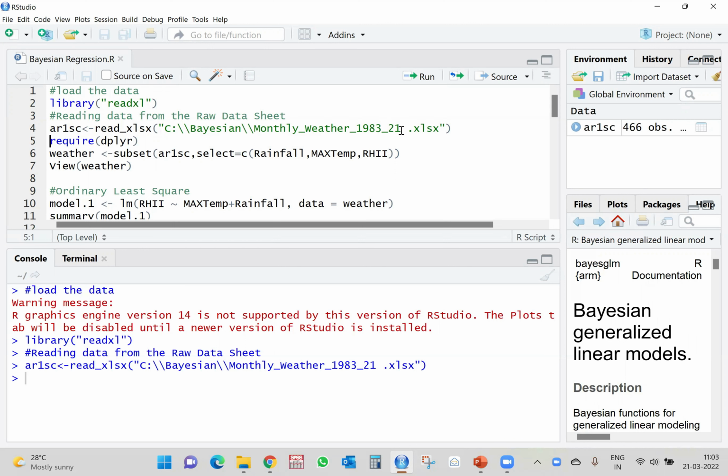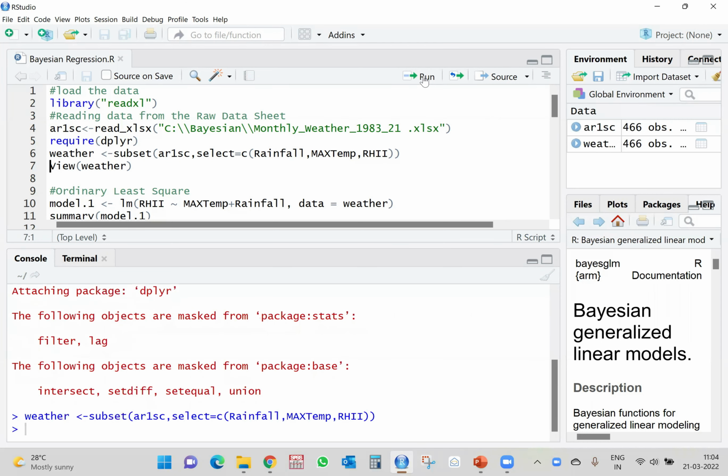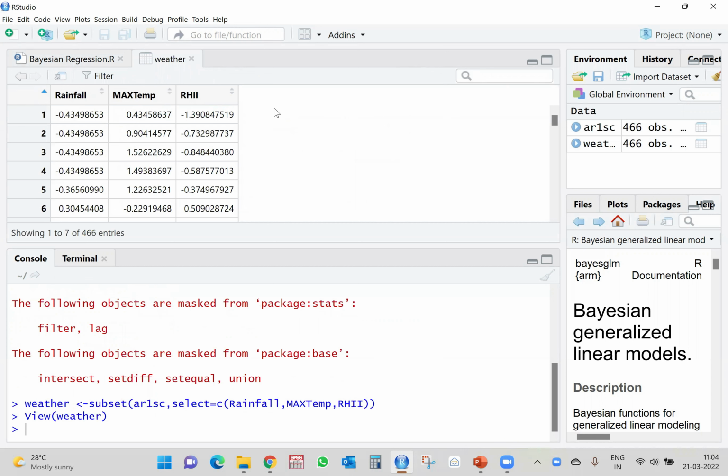For some manipulation of the data, we may require the dplyr package, and we select a subset of the data. We can have a view of the data here. We have selected rainfall, temperature, and relative humidity. These are standardized values, meaning by deducting the mean and dividing by the standard deviation, we have made them free of units.